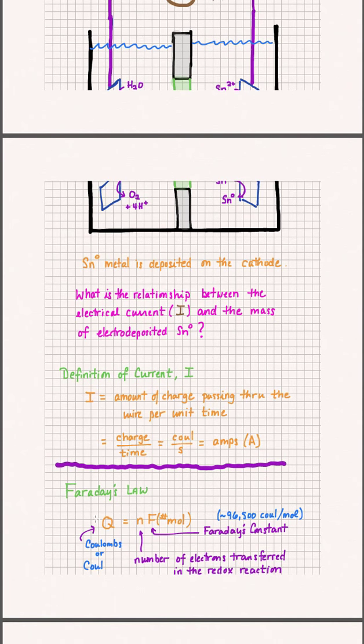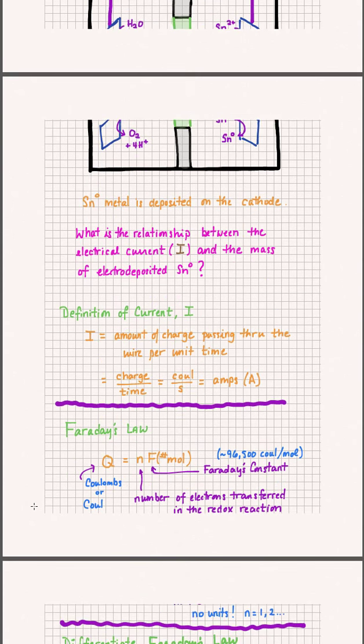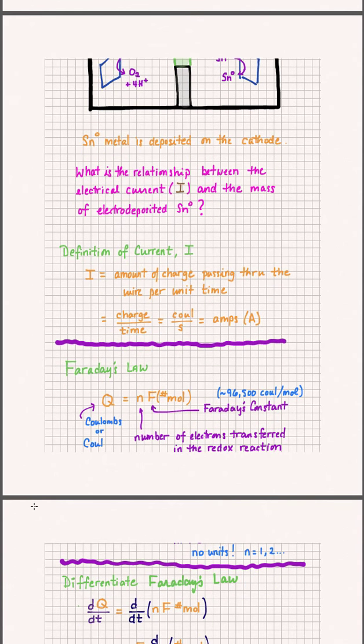But Faraday's law says the charge is equal to the number of electrons transferred in the redox reaction times Faraday's constant times the number of moles of reacting species. Interestingly, the number of electrons transferred has no units. It's just 1 or 2 or 3 electrons transferred.